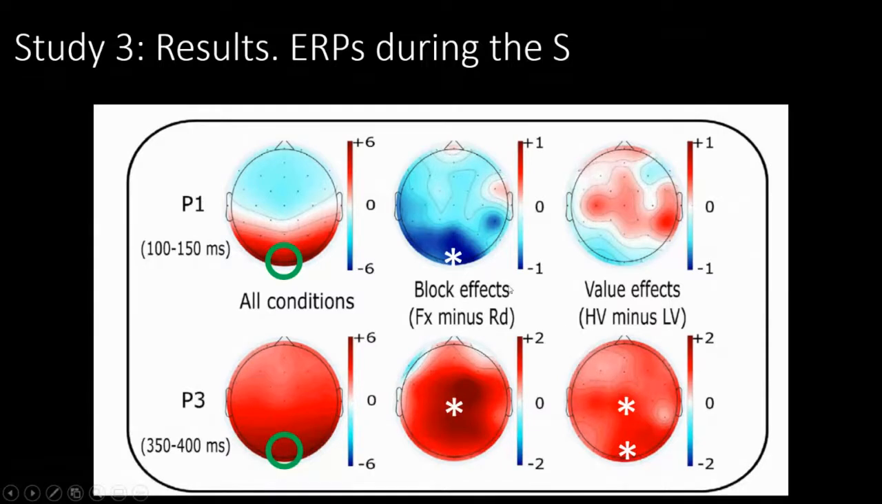And what we obtained is a significant effect of block. So we are comparing fixed versus random blocks here. And this effect was significant at P1 and also at P3, but you see that the direction of the effect is different. And regarding the value effect, it was only significant at P3. No, it wasn't significant at P1. It was significant at P3, and it was a general effect, significant in occipital but also in central parietal channels.